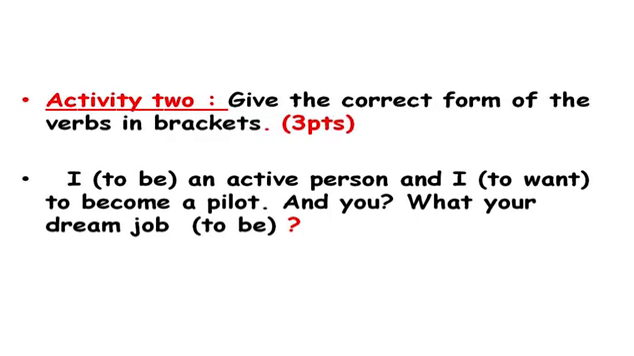Now let's see activity 2 from Mastery of Language, of course. Activity 2, give the correct form of the verbs in brackets. So here, as you see, you have a short passage, and in this passage you have verbs put in brackets. I to be an active person, and I to want to become a pilot. And you, what's your dream job to be?